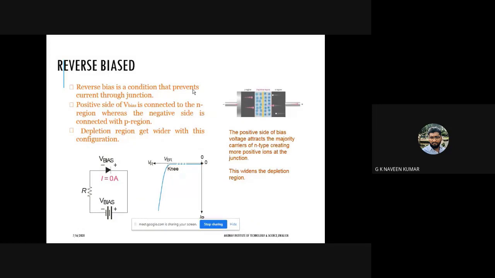Now coming to the reverse bias. In reverse bias, what happens? You just change the polarity. If this is changed, this will be positive and this will be negative. If this is negative, more electrons will be injected here.